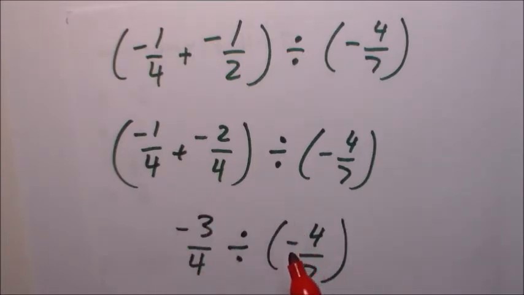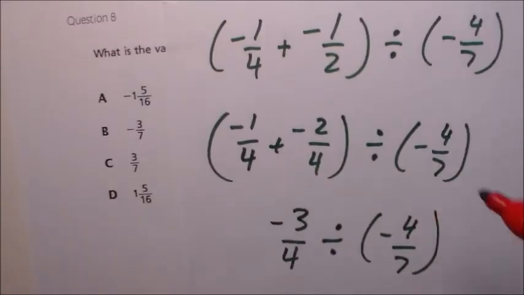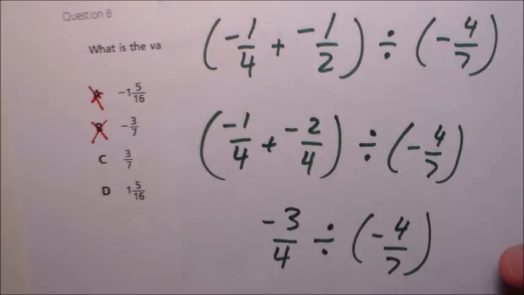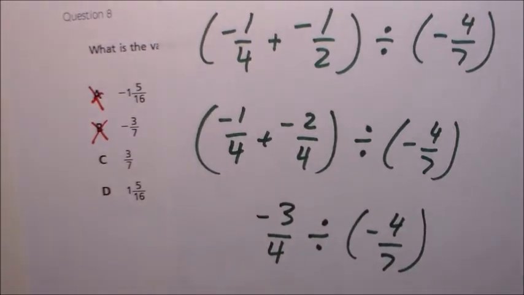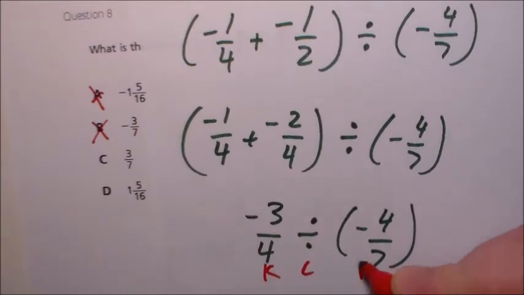And we have that divided by -4/7. So right away we have a negative divided by a negative, and we know that is going to result in a positive answer, so we know that A and B are not going to work because our answer is going to be positive. How are we going to get our answer? Well, we're going to keep, change, and flip.